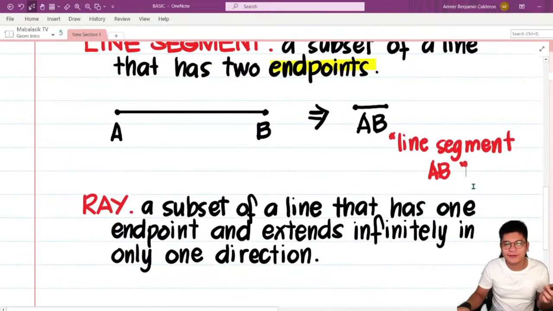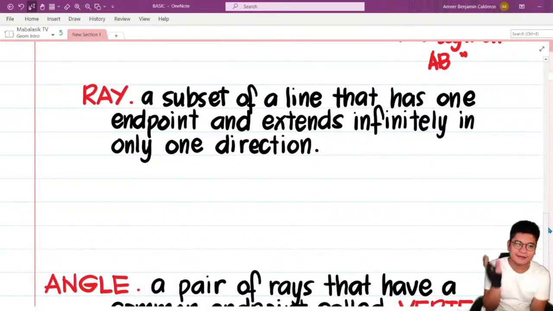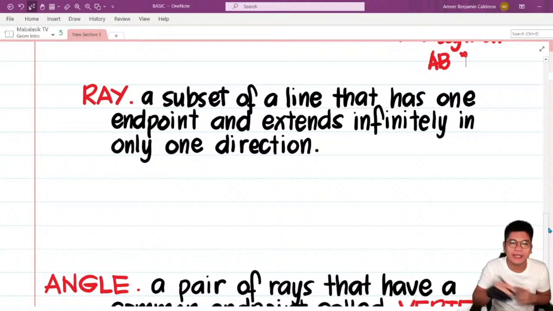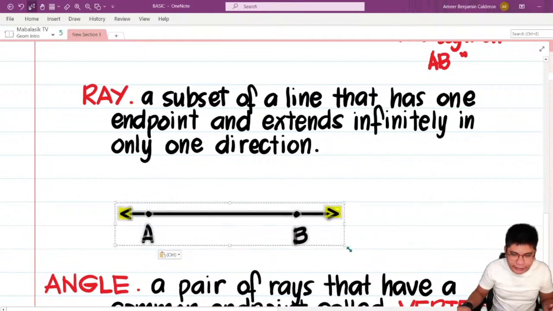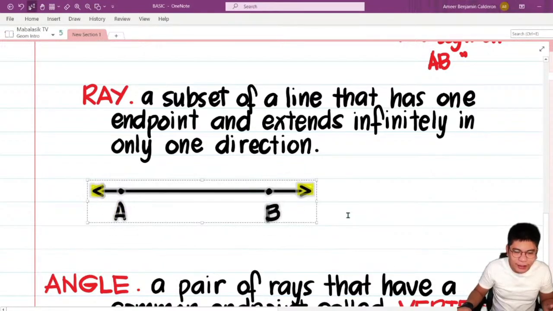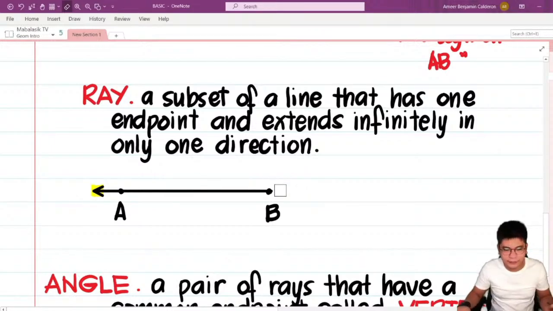The other subset of a line is called a ray. So what is a ray? A ray is a subset of a line that has one endpoint and extends infinitely in only one direction. So if we paste our line again, this is line AB that we copied a while ago. If we just erase one of its extensions, right there, now that is not a line anymore. That is also not a line segment.